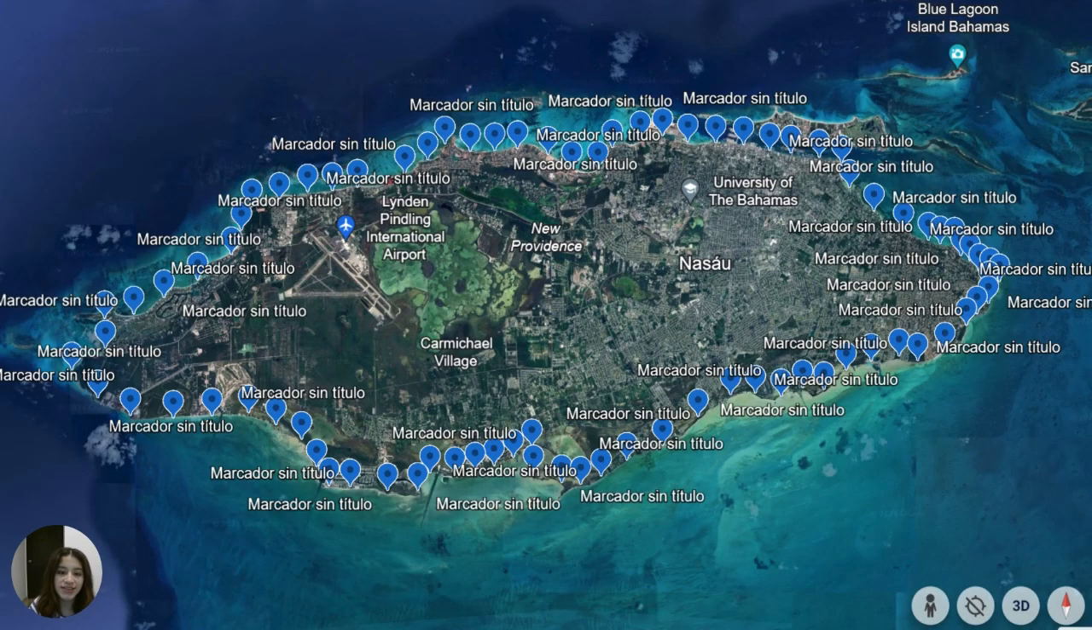Over here we can see the image in Google Earth of Nassau. What I did was apply several markers, several points, all along the perimeter of the area. For each point we can get a coordinate, and after that we can import it to Excel and get the precise coordinates.